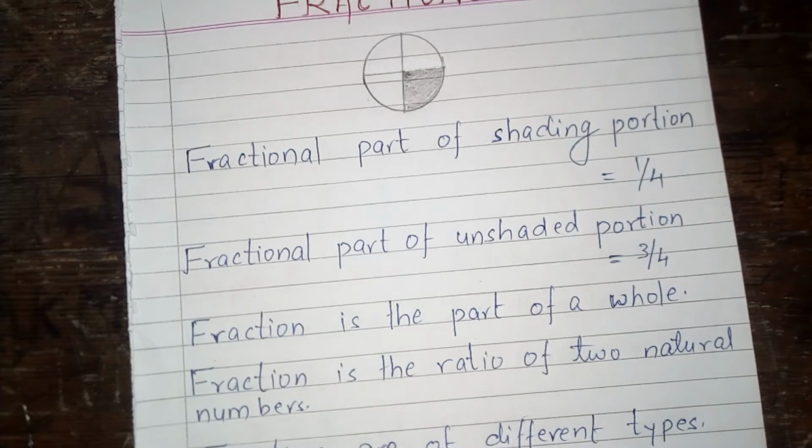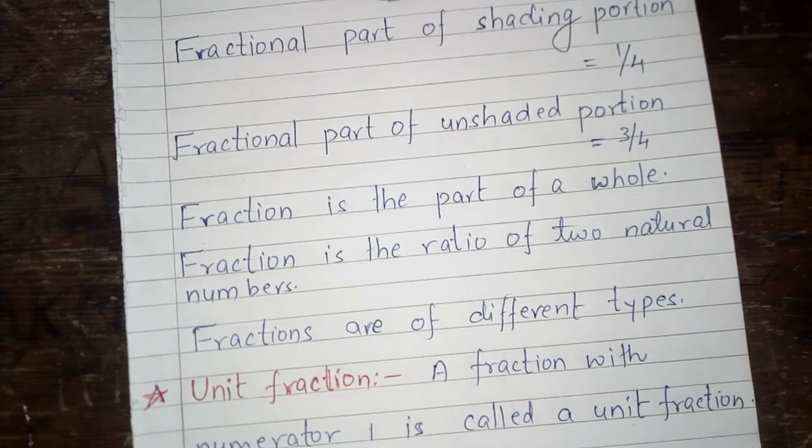Okay, as you know my dear students, natural numbers are always positive. Natural numbers would not be negative. The meaning is fraction is always positive. Fraction could not be negative. Okay, fraction will always be positive. Fraction could not be negative in any condition.